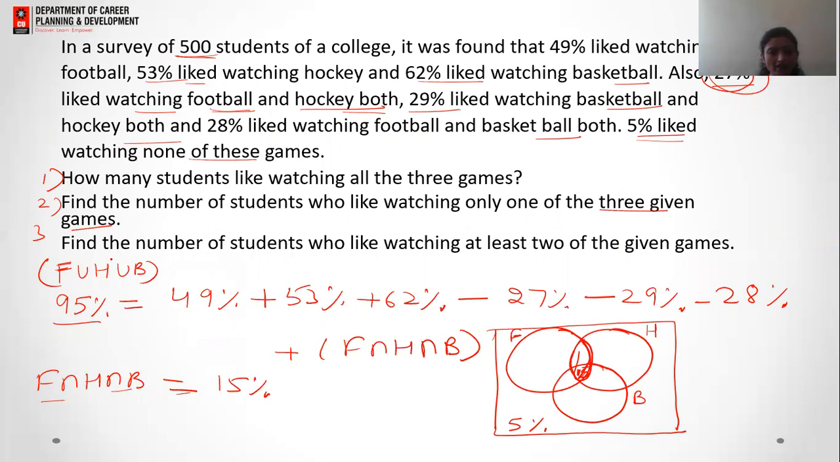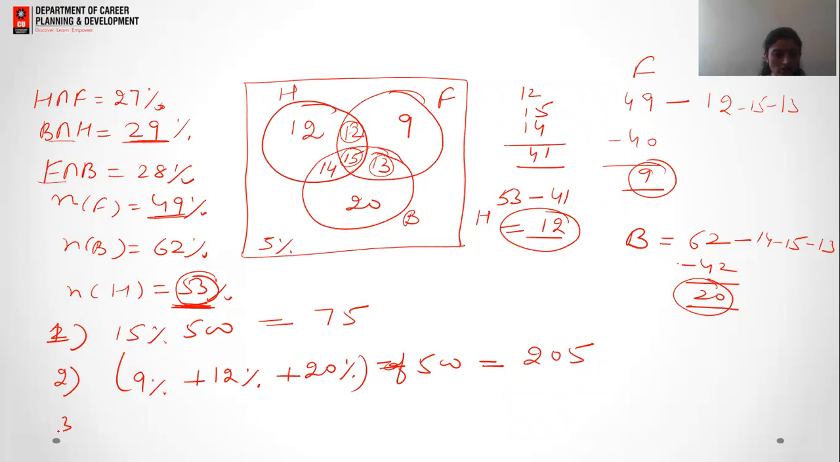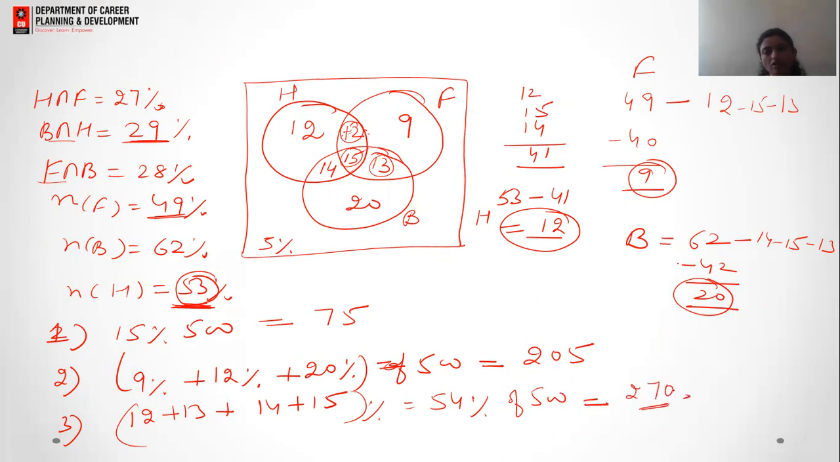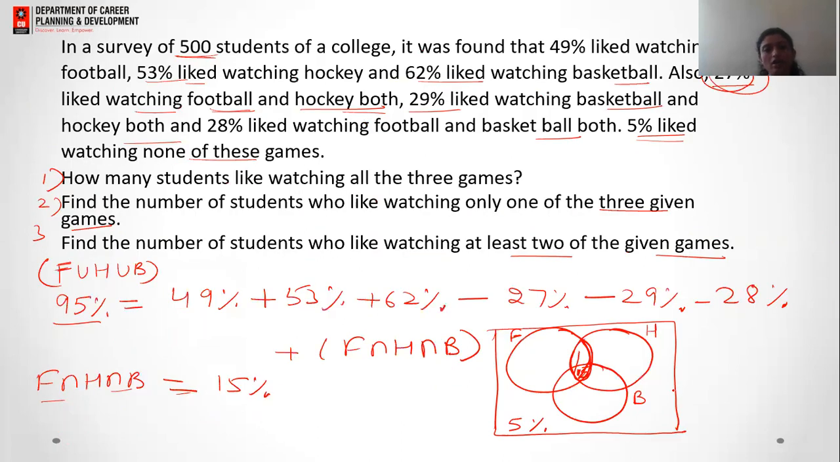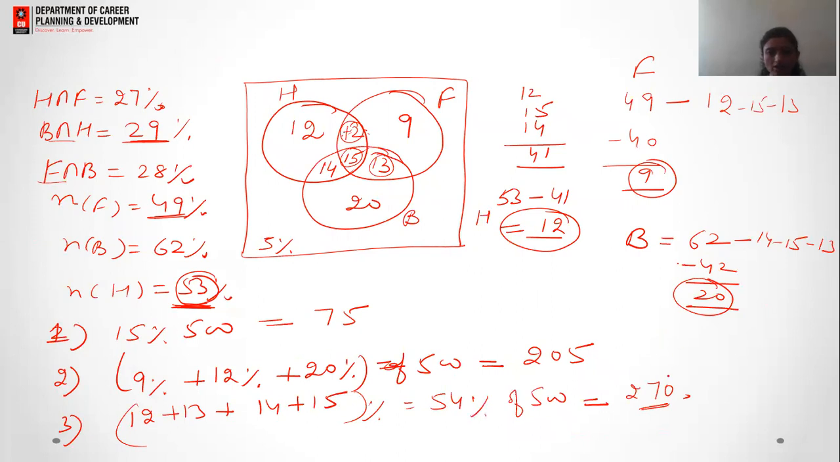And the last part is to find the number of students who like watching at least 2 of the given games. At least 2 means 2 games or maximum 3 games. So 12, 13, 14, 15%. 15 means all the 3 games, and that comes out to be 54%. So we have to find 54% of 500, and that comes out to be 270. It means 270 students like at least 2 of the games, minimum 2 games but maximum all the 3 games.